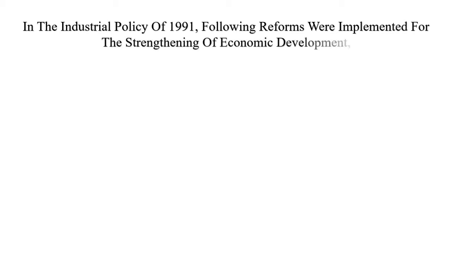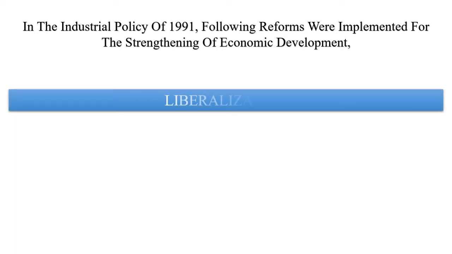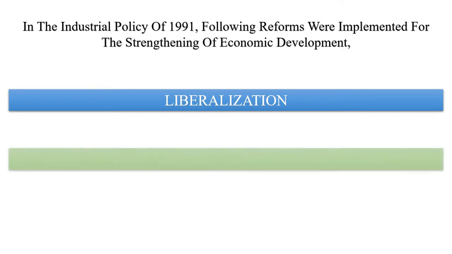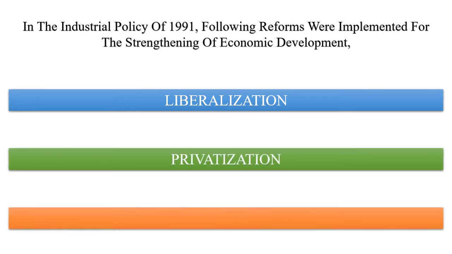In the industrial policy of 1991, the following reforms were implemented for the strengthening of economic development in the country. The first reform was liberalization, then privatization, and globalization. We will study all these three reforms in detail now. Starting with the first reform, that was liberalization.